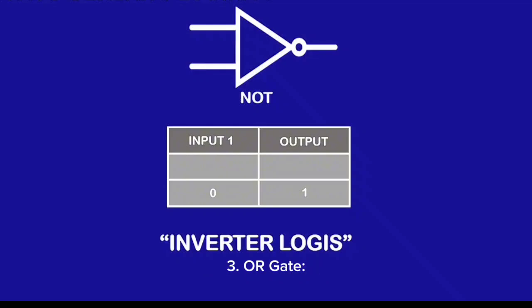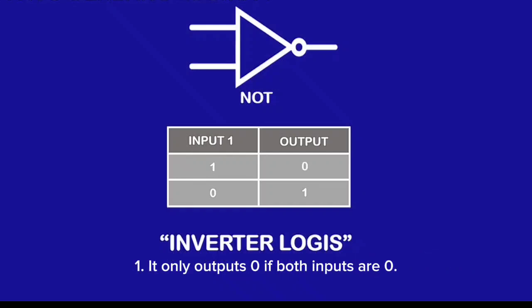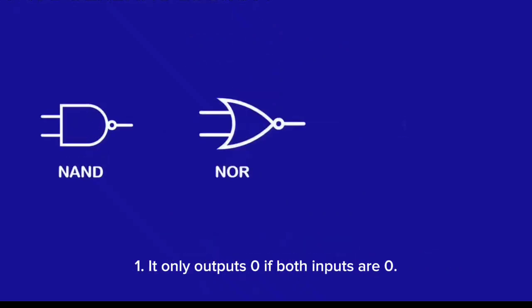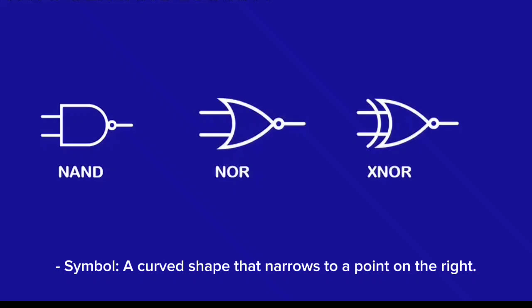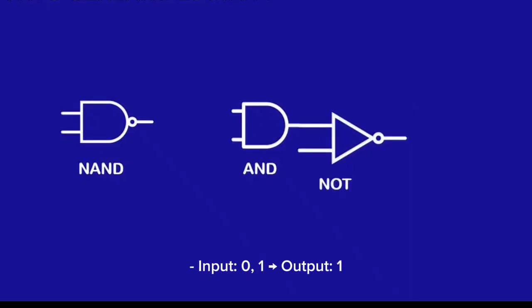3. OR gate. Function. Produces an output of 1 if at least one of the inputs is 1. It only outputs 0 if both inputs are 0. Symbol. A curved shape that narrows to a point on the right. Truth table. Input, 0, 0 output, 0. Input, 0, 1 output, 1. Input, 1, 0 output, 1. Input, 1, 1 output, 1.